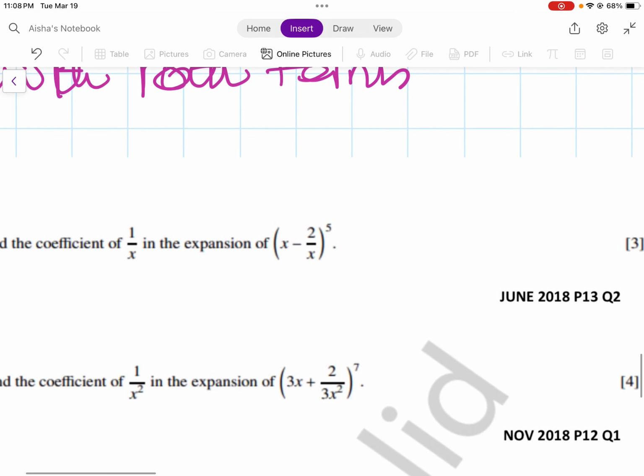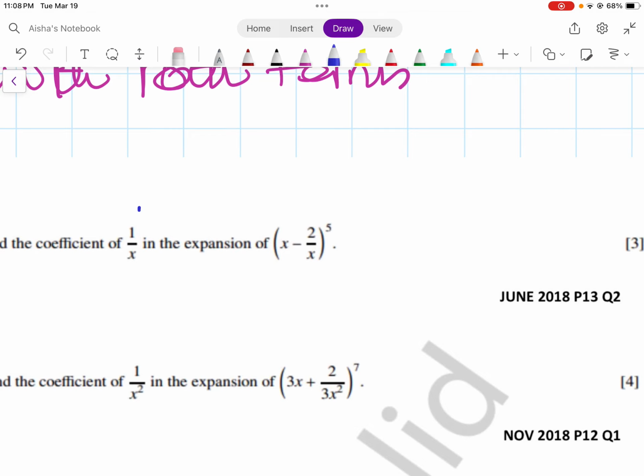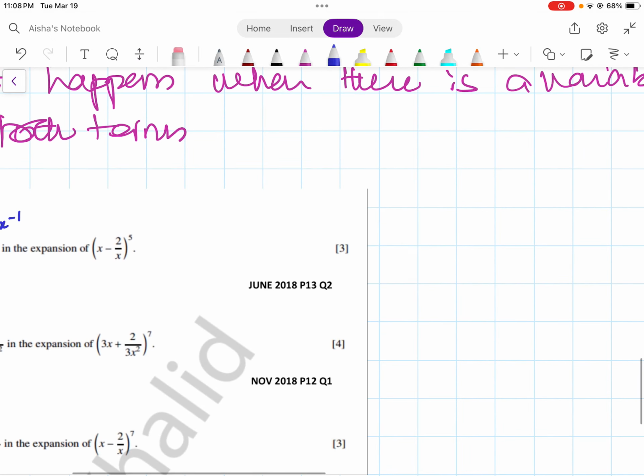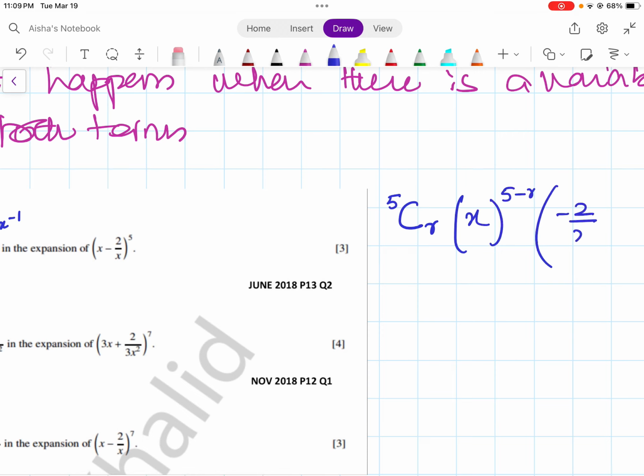Okay. Find the coefficient of 1 upon x. 1 upon x means x to the power minus 1. Now what we do is we write it like 5Cr, x to the power 5 minus r, times minus 2 upon x to the power r. r is missing, which we have to find.